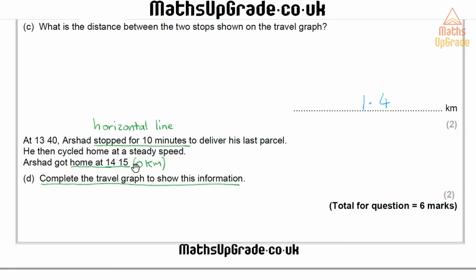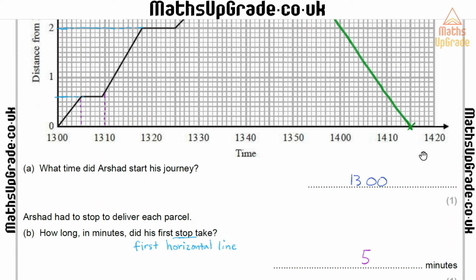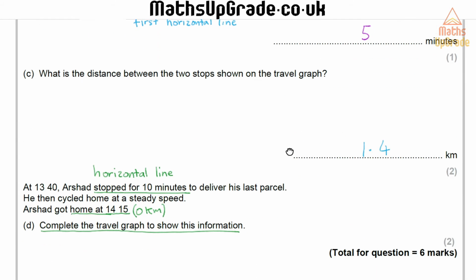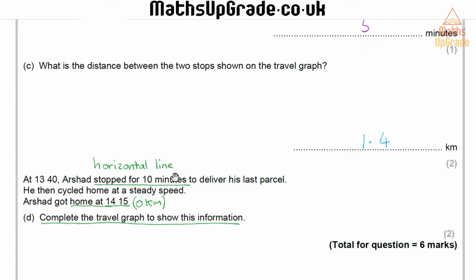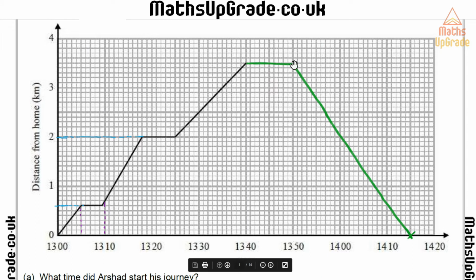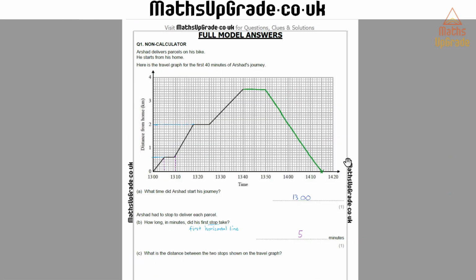So if he got home at 14:15, then you must know that the line finishes at 14:15. So you can put a cross straight away here on the graph. What you can also do is you can put a horizontal line representing 10 minutes at 1340. So at 1340, 10 minutes he'd stopped. Okay, so that's a horizontal line which finishes at 1350. Then you draw a line segment from 1350 straight through to 1415, again with a ruler and using a pencil, and that there is the travel graph finished. So that whole question there is 6 marks.